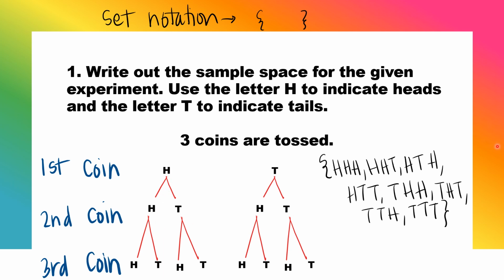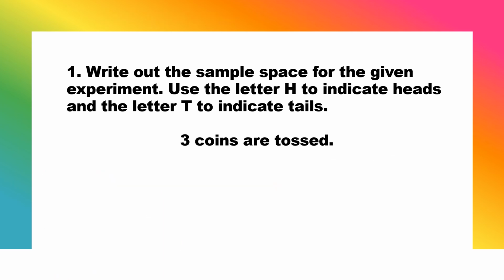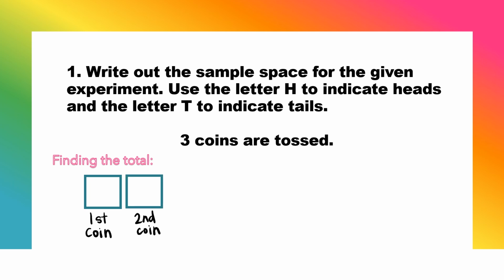So I'm going to show you a little shortcut way that you can identify how many outcomes are supposed to be in your sample space. When you are trying to figure out how many outcomes are in a sample space, you can think of each little step in the experiment. I like to think of it as a little box. So my first coin, I'm thinking of that as a box. My second coin, I'm thinking of that as a box. And then my third coin, I'm thinking of that as a box.